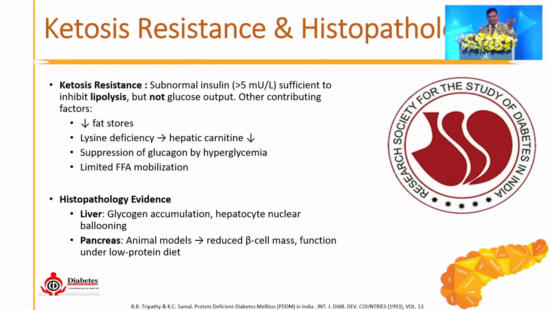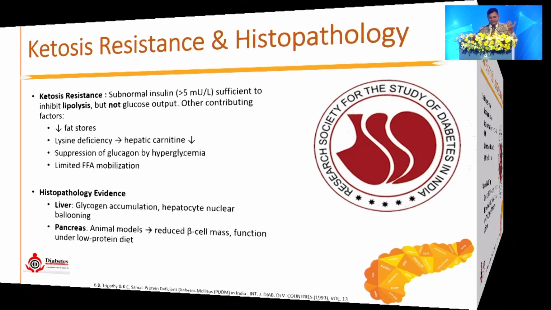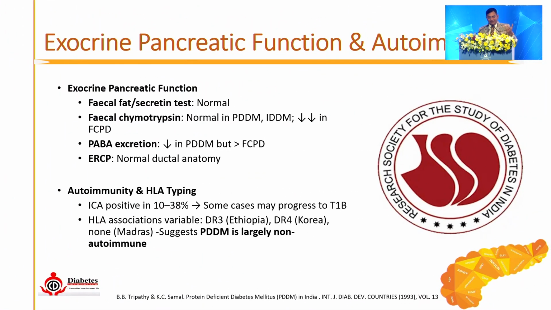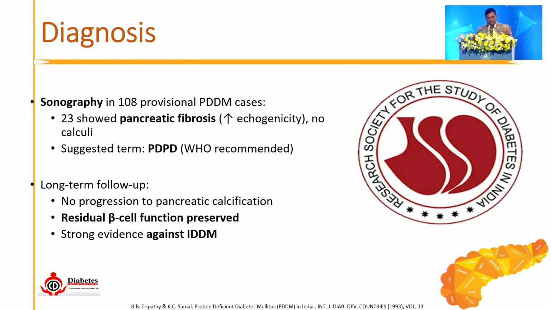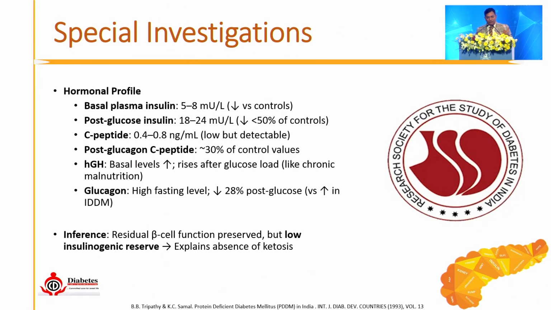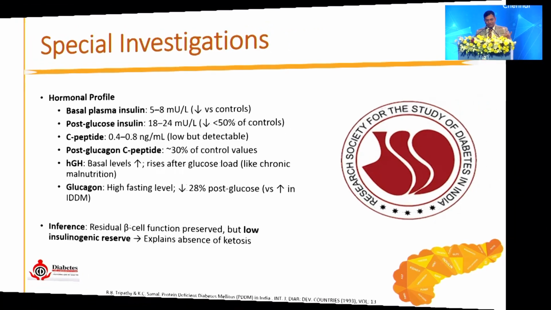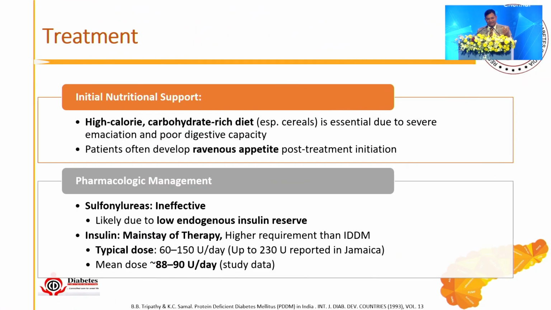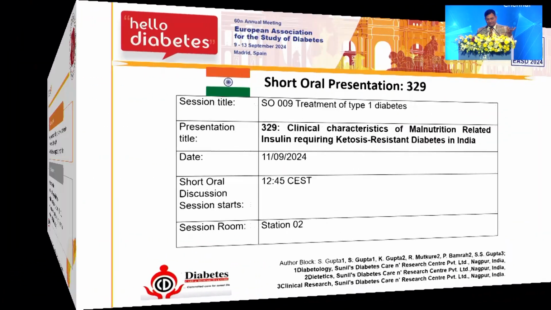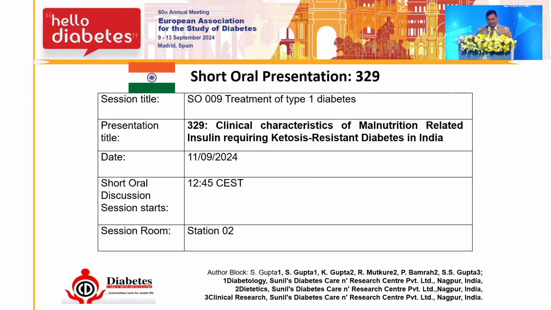Again, pathogenesis, I'll skip this. They are ketosis resistant, and exocrine pancreatic dysfunction will be very, very common in most of these patients. Sonography, you should do it, and maybe a CT scan, as I told you. And insulin requirement, of course, you have to measure accordingly. There will be some exceptions everywhere, which could be seen even there. Treatment: they will need a little high calorie diet and complex carbohydrate.